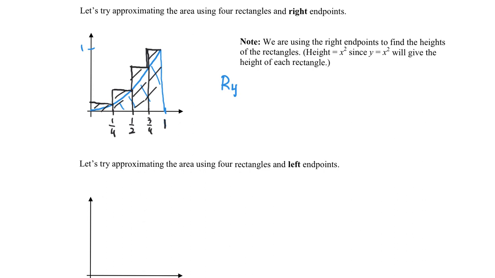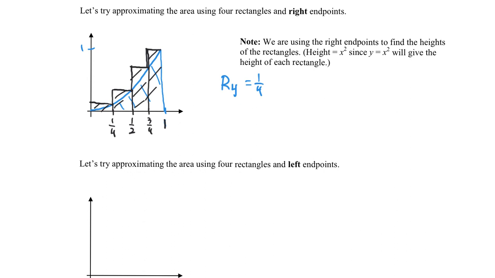And then the area is going to be the area of this first rectangle plus the area of the second rectangle plus the area of the third and the area of the fourth. And we know the area of a rectangle is just base times height. And isn't it true that the base of each of these is going to be 1/4? This distance is 1/4 in each case. So we could go, okay, this first rectangle, base times height. Okay, there's the base, 1/4.